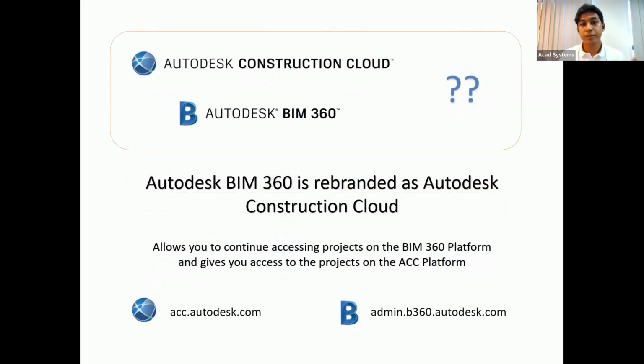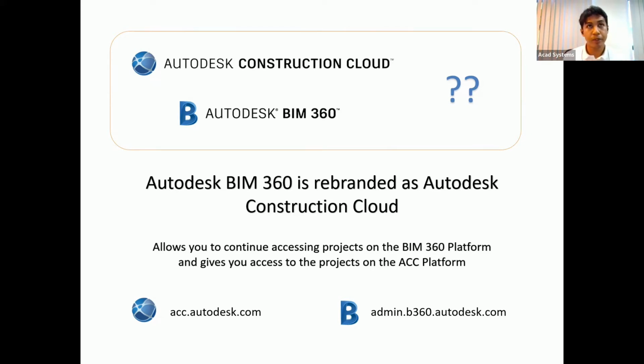All right. So this is the biggest confusion that I usually get. Autodesk Construction Cloud, ACC, and BIM 360. What are those, and what is the difference between these two? Actually, these are two separate platforms, and it first started with BIM 360. Now it is rebranded as Autodesk Construction Cloud. But currently, you can still access BIM 360. If you buy ACC, you can still have access to BIM 360.